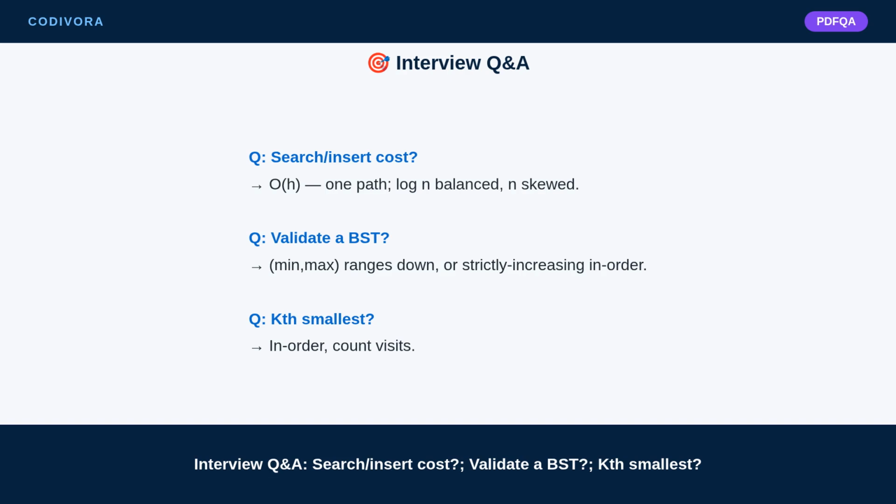Interview questions on this, rapid fire. Search and insert cost: O of h, one path. Log n balanced, n skewed. Validate a BST: min, max ranges down, or strictly increasing in-order. Kth smallest: in-order, count visits. Delete with 2 children: swap with in-order successor, delete it. LCA in a BST: walk from root. Both smaller go left, both bigger go right. The split point equals the LCA.